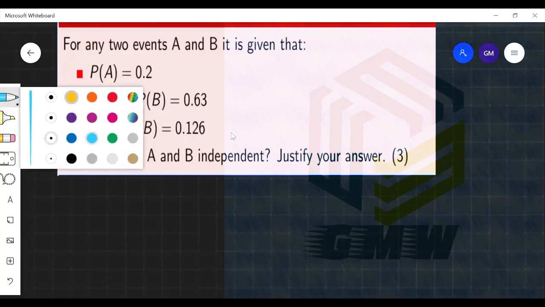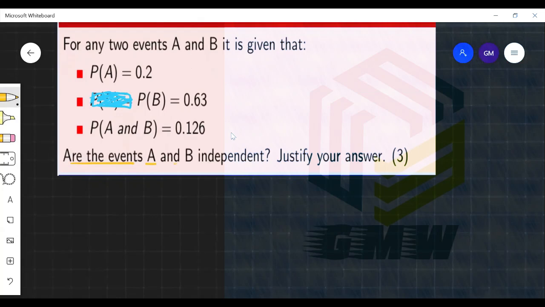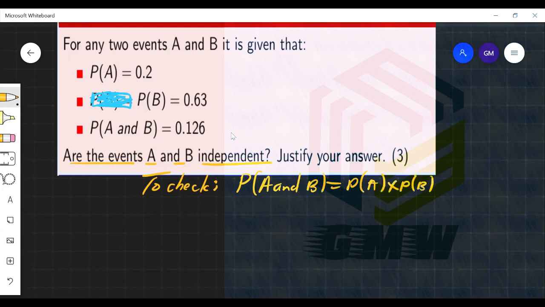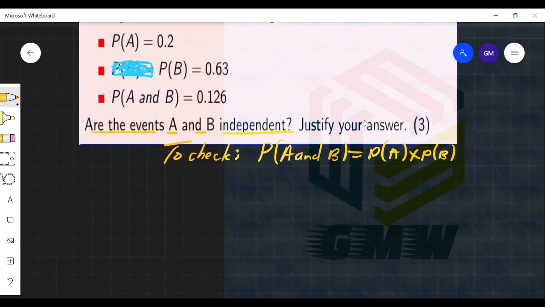Then the question says, are the events A and B independent? So the actual thing we want to check is what? Do you remember? Yes, that the probability of A and B is equal to P(A) multiplied by P(B). Like this, right? Yes. Again, I cannot write this as a stage in my solution. This is what I want to check. As it is now, it is part of the question. I'm just making it easy to know what I'm looking for.